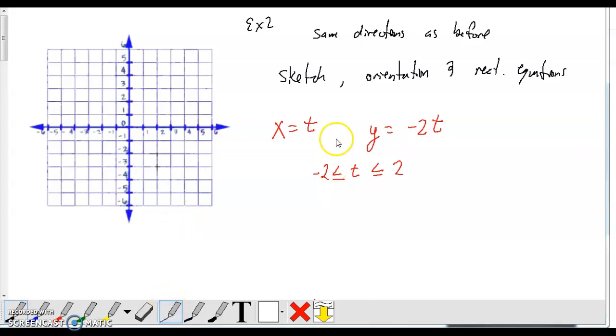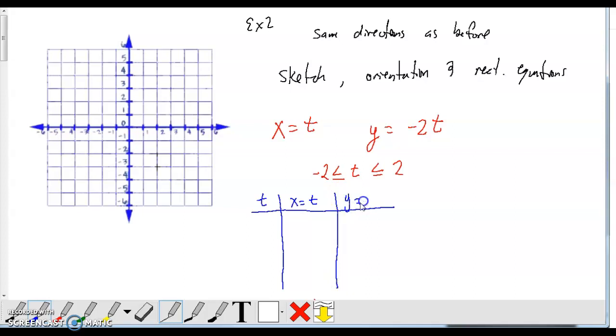Okay, so if you did this problem on your own, we're going to create a quick little chart. I'm going to say time, and then my x was equal to t, my y is equal to negative 2t, and then here are our coordinates that we're going to plot. So negative 2, negative 1, 0, 1, and 2. If I plug in negative 2, that's easy. Negative 2 times negative 2 gives me positive 4.